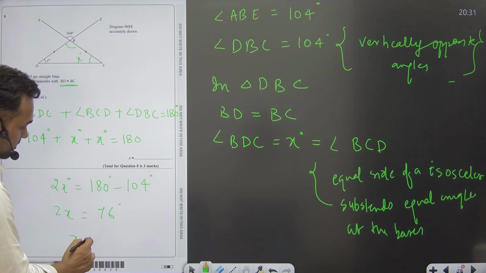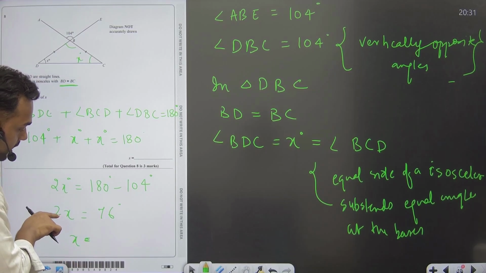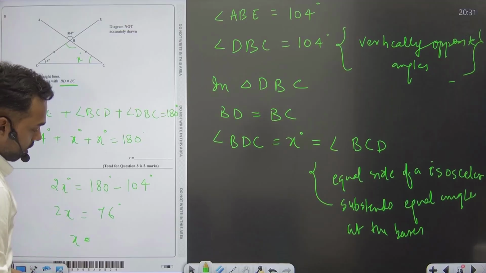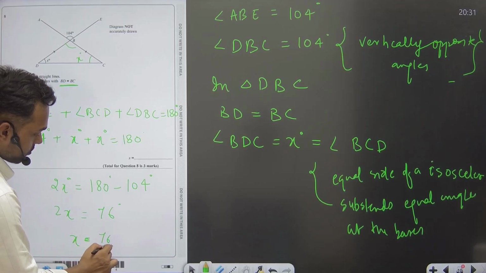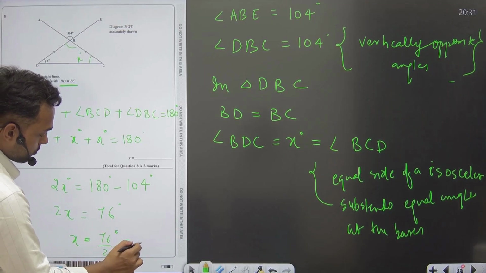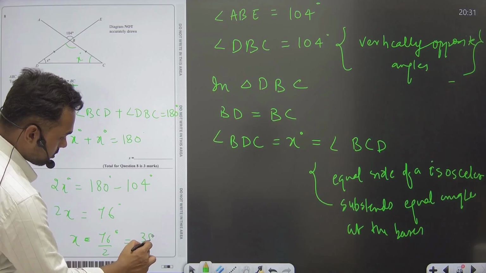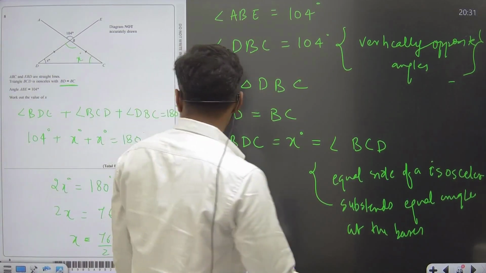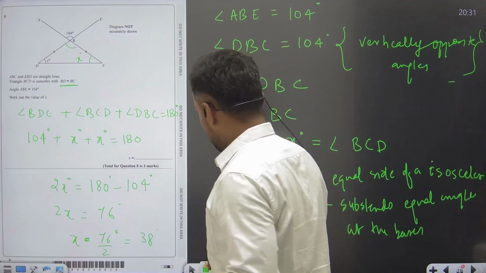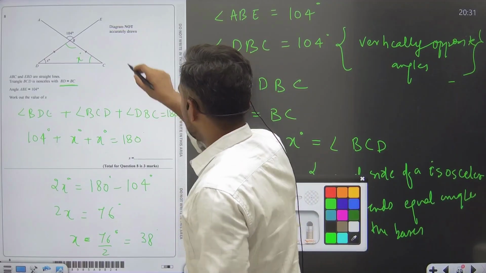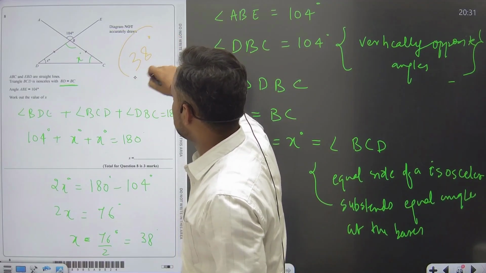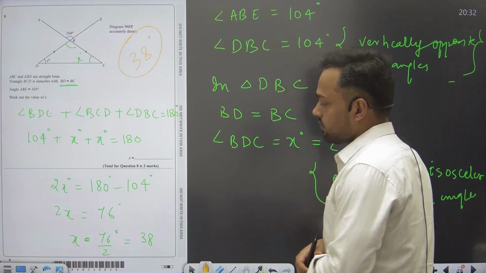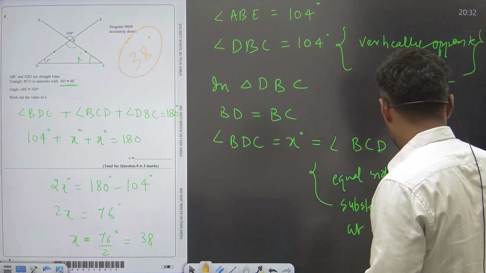Now x is equal to, we need to divide by this 2 in the denominator, so it will be 76 by 2. That will be equal to 38 degrees, students. So what will be the value of x here? It will be 38 degrees. Okay, this is how we need to do this problem.